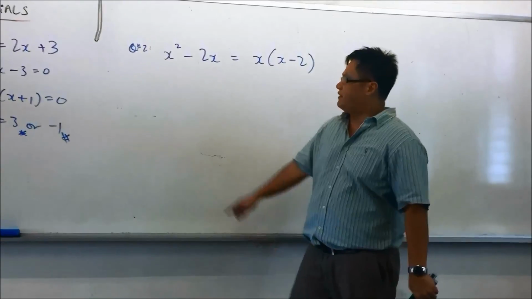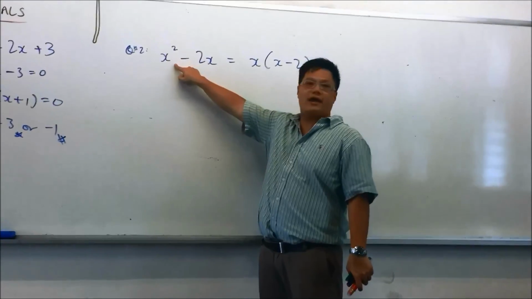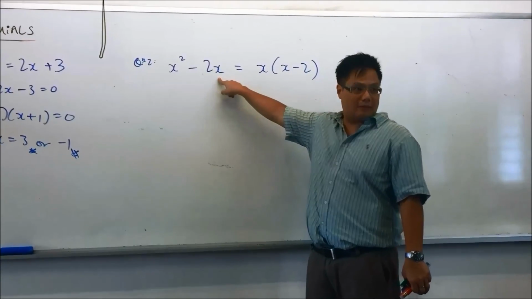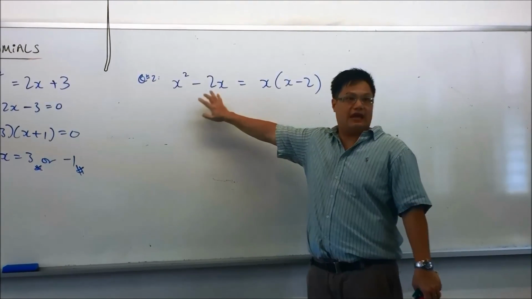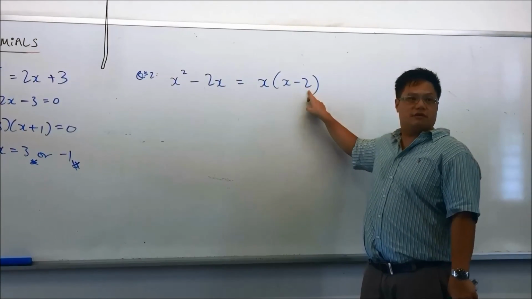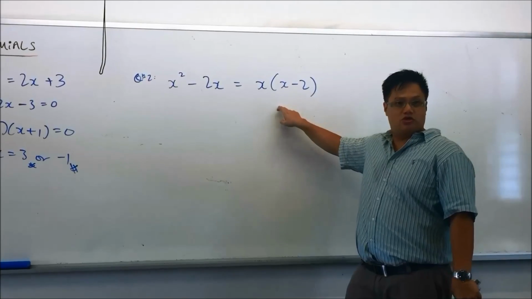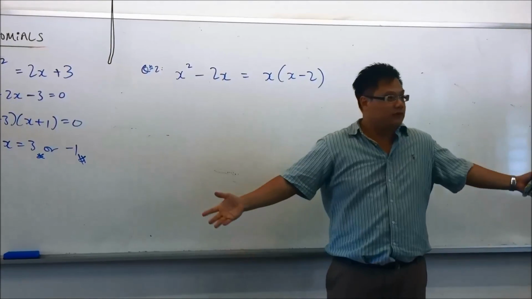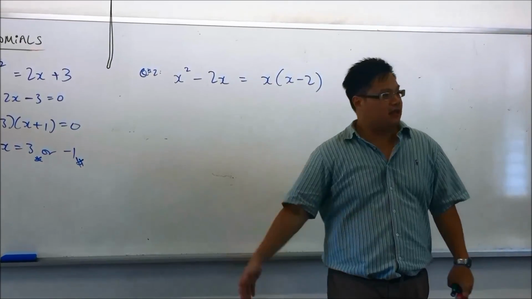Watch here. If I take the number 2, 2 squared equals 4. 4 minus 2 times 2 is 4 equals 0. Left hand side is 0. Am I right? Look at the right hand side. 2 minus 2 is 0. 0 times anything is also 0. So you realize that when x equals 2, this equation will hold. Am I correct?